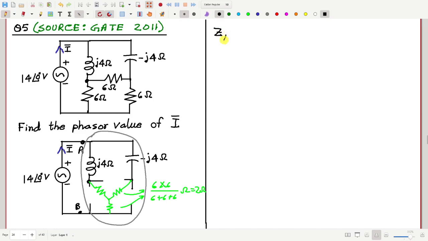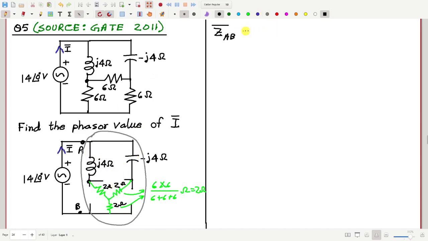How much is ZAB? Okay, this is 6.5 2 in ohm, or 5, 7, 7. I think you are right. So you see that we have 2 parallel paths.